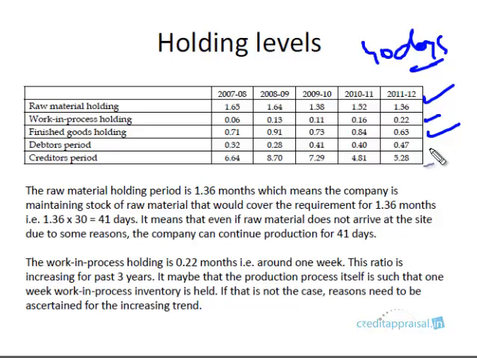Debtors is around 0.4, 0.5, right? So what it means is roughly around 2 weeks. So this company is giving a time of two weeks to its customers to pay, extending a credit period of around 2 weeks. Again, for the last years, it is around the same level. So this seems to be a very strong company.